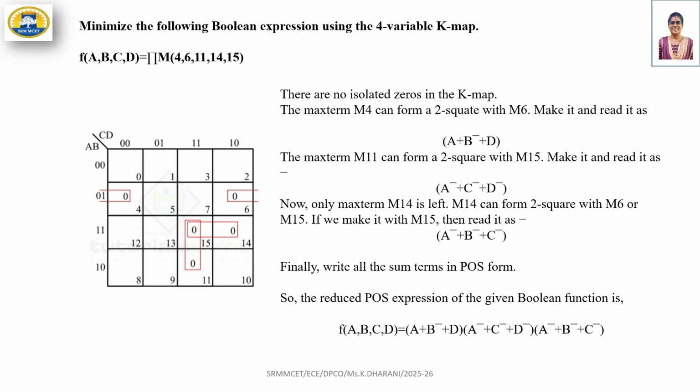Finally, I'm just combining all the terms into a single term for a Boolean function. Okay, f of a, b, c, d is equal to a plus b bar plus d. This is one sum. From that, I'm going to make a product of a bar plus c bar plus d bar. From this sum, I'm going to make a product of a bar plus b bar plus c bar. So everything combined is a reduced expression for the given Boolean expression. Yeah, I hope this sum explains it more.